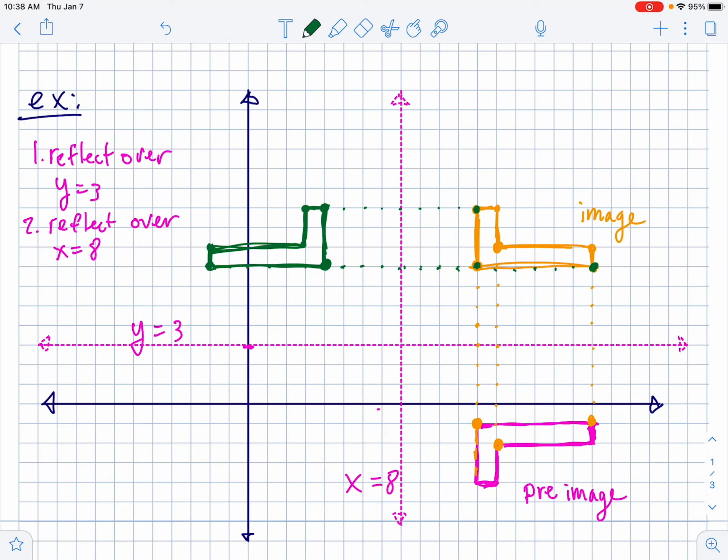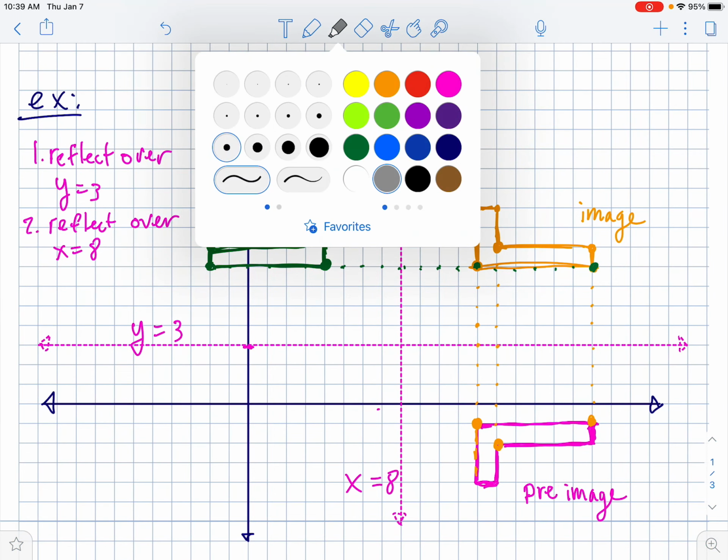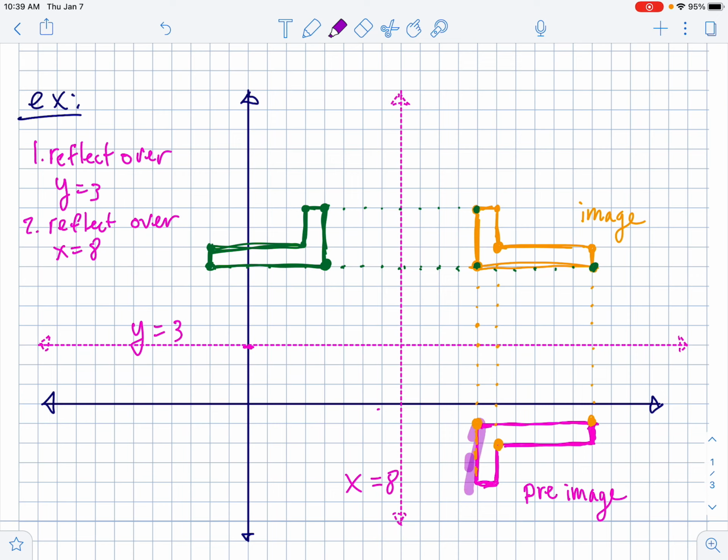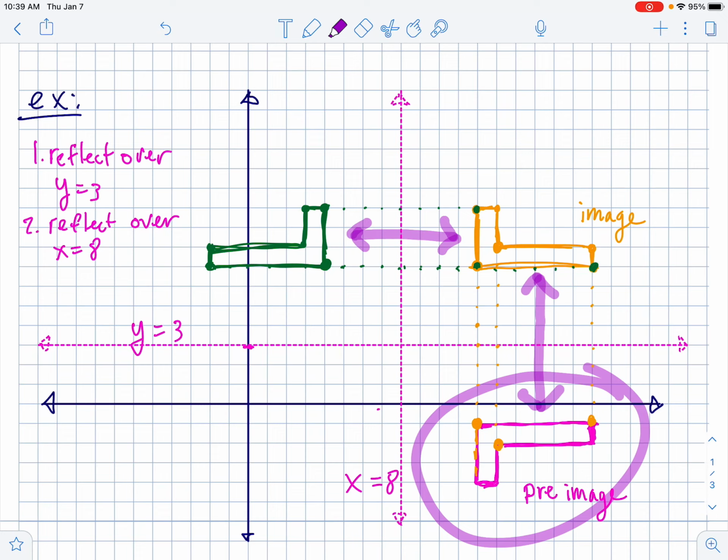All right, so just to recap what has happened so far. First, this image right here got reflected over this line. So it got reflected here. And then we did another reflection to get here. Now the question I want to ask you guys is if we had just started with this image, pre-image.